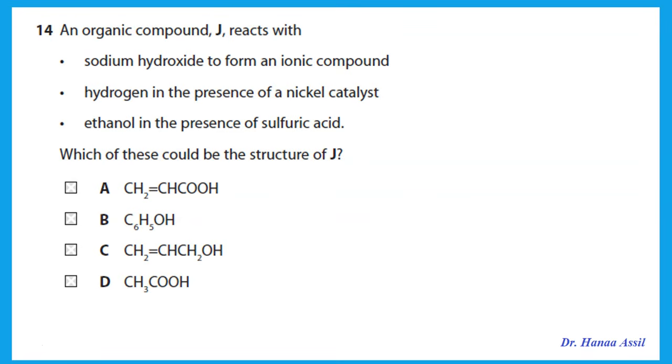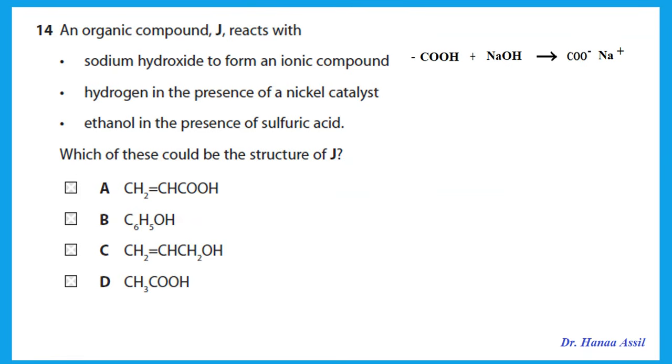An organic compound J reacts with sodium hydroxide to form an ionic compound, with hydrogen in the presence of a nickel catalyst, and with ethanol in the presence of sulfuric acid. Which of these could be the structure of J? Let's take this one by one. We want something that reacts with a base to form an ionic compound. Well, that means that it must have an acid part, a COOH part, that reacts with a base to form the sodium salt. So B is wrong and C is wrong. So my choices are A or D.